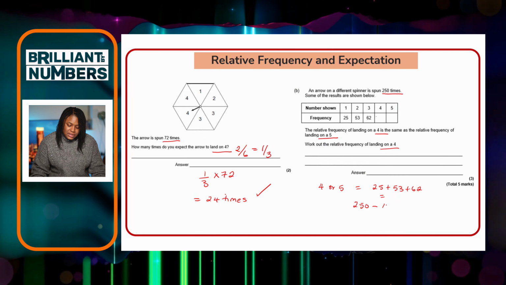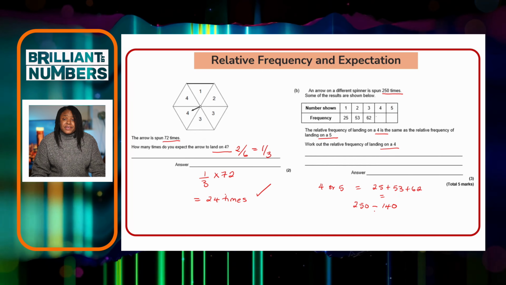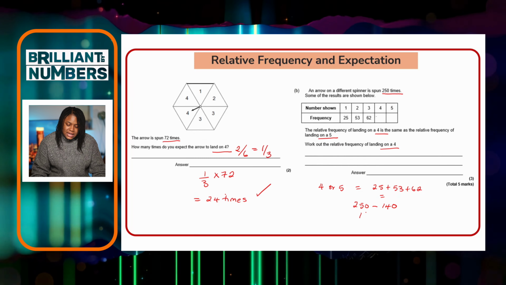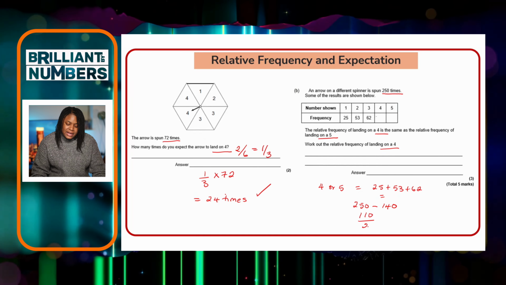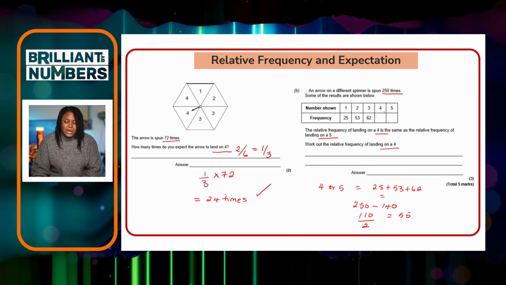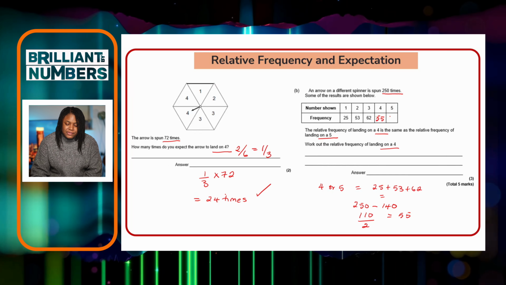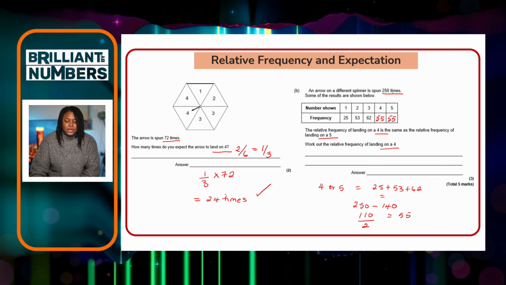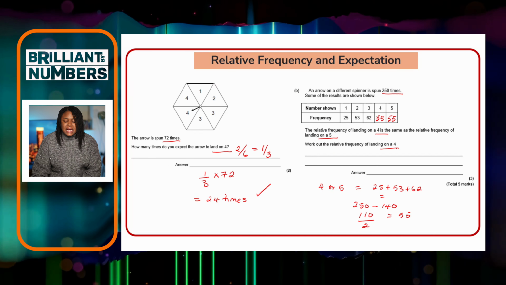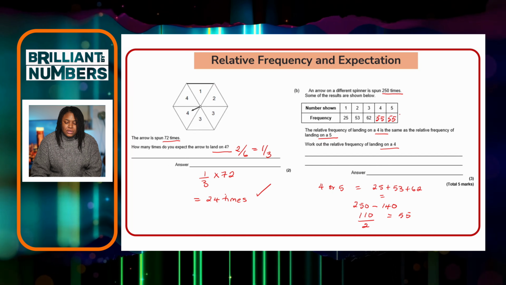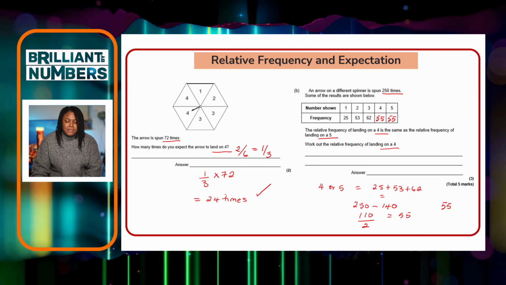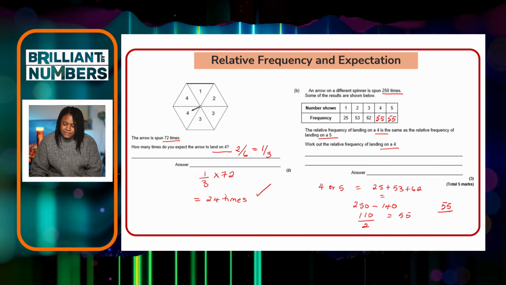So let's get our total for 25 plus 53 plus 62. That gets us 140. So 250 take away 140 leaves us with 110. We now need to divide that by 2. We get 55 for each 4 and 5, so we're going to complete the table, 55 and 55. We were asked specifically for the relative frequency of landing on a 4. So 4 in our table is 55. Total number of trials was 250.